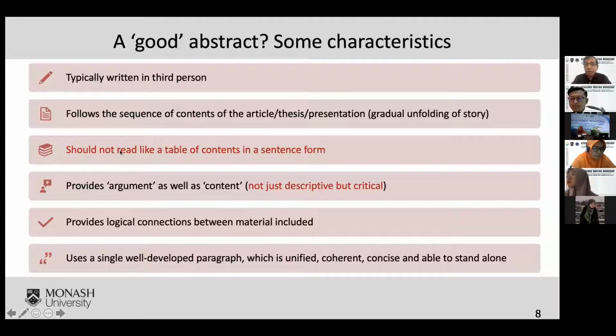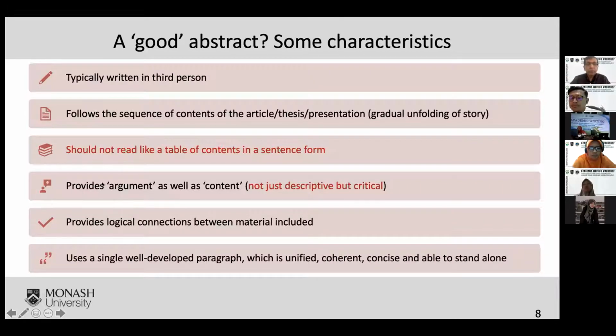The abstract should not read like a table of contents in a sentence form, which means it's not like one sentence for the introduction, next sentence for lit review, next sentence for methodology, next sentence for findings, next sentence for discussion, and last sentence for conclusion. It shouldn't be like that, all right? And I'll show you examples.